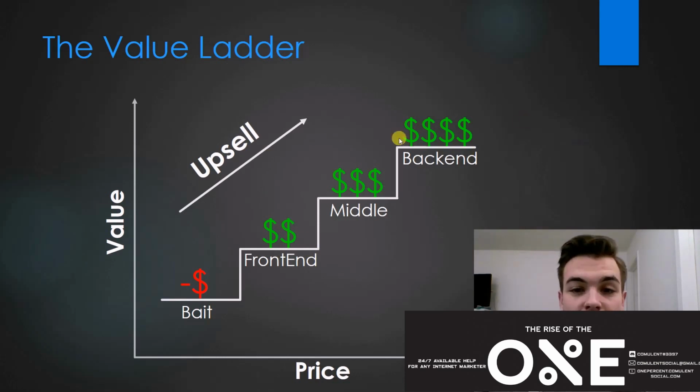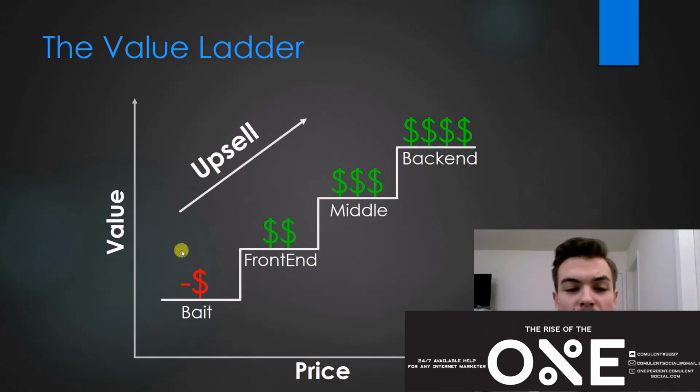And I'm going to show you some real life examples of this in a second, of what this would look like for a normal business. So at the beginning, obviously you have a bait, then a front end, middle, and then a back end offer. It's not the same exact way for every business, which I'm going to show you. And as you go up this value ladder, it increases in value and price.